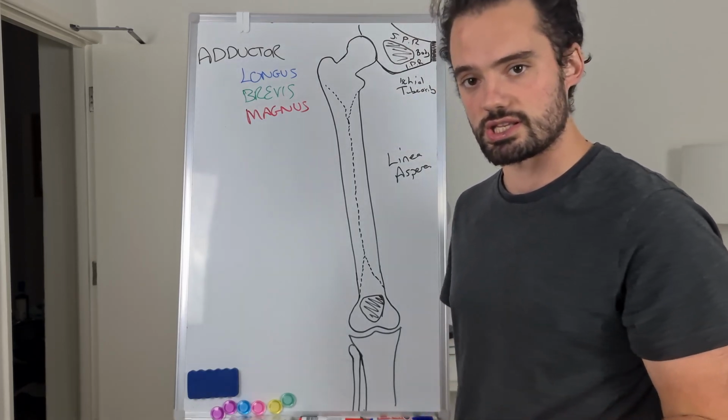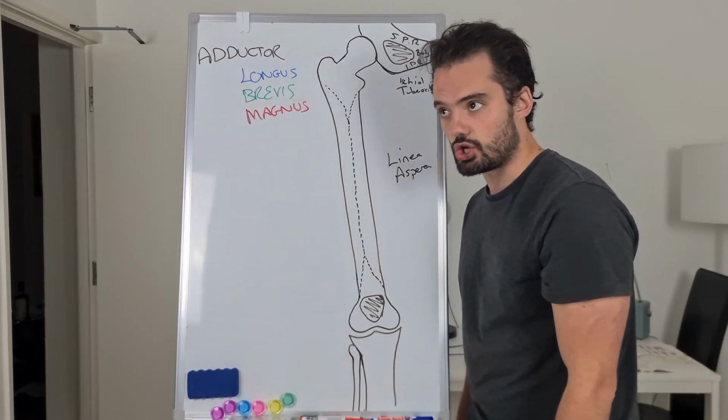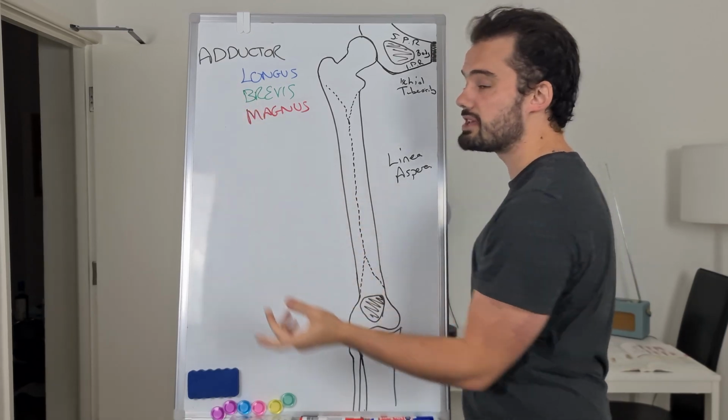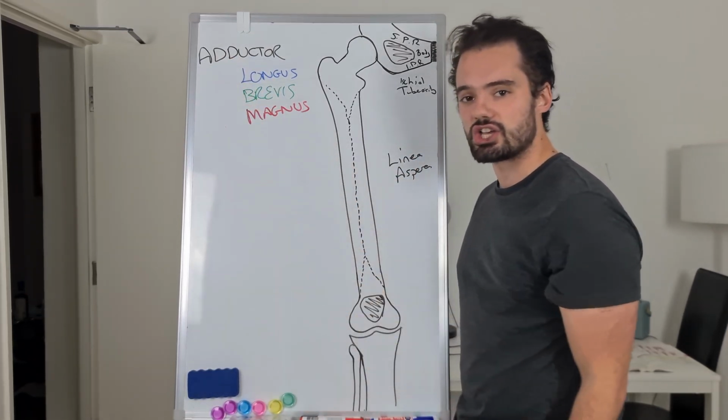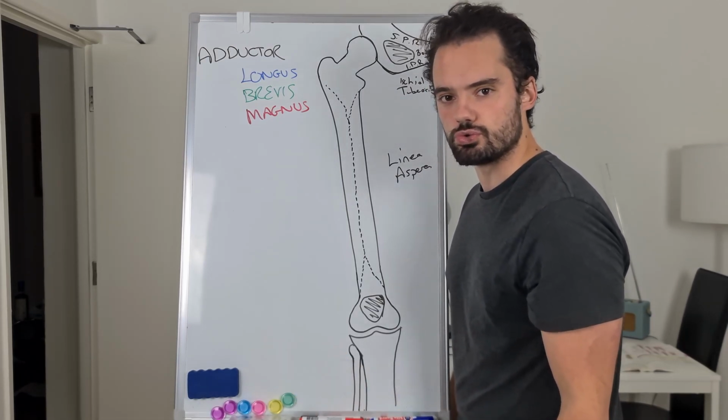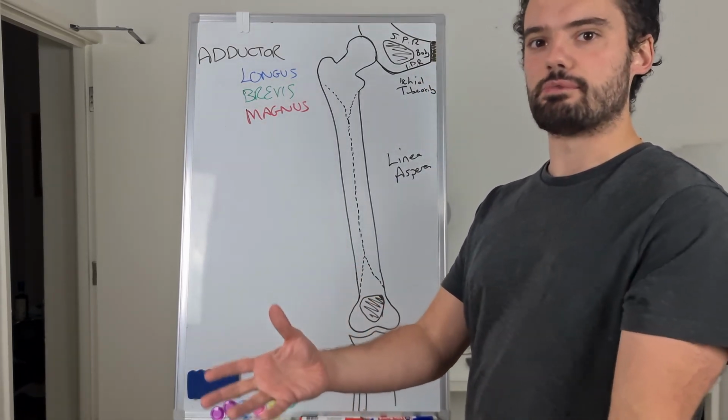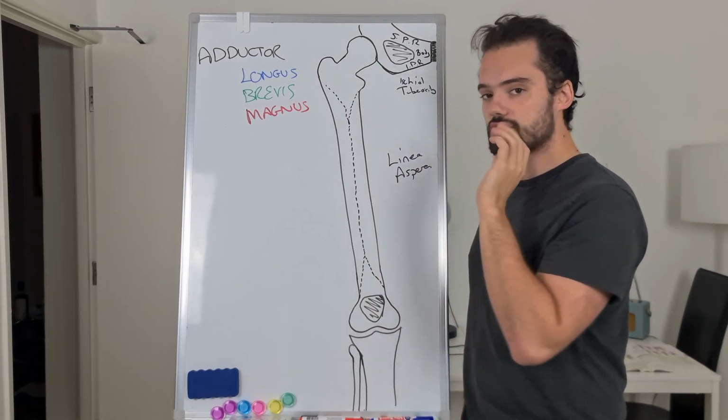Okay, so longus, brevis, magnus, and if you know what the names mean, then it gives you an indication of what you should be looking for in these muscles. Longus because it's long. Brevis means short. So if longus is long, then brevis is short, and magnus just means huge, yeah? So a really, really big muscle, adductor magnus. So they're the sort of things to look for.